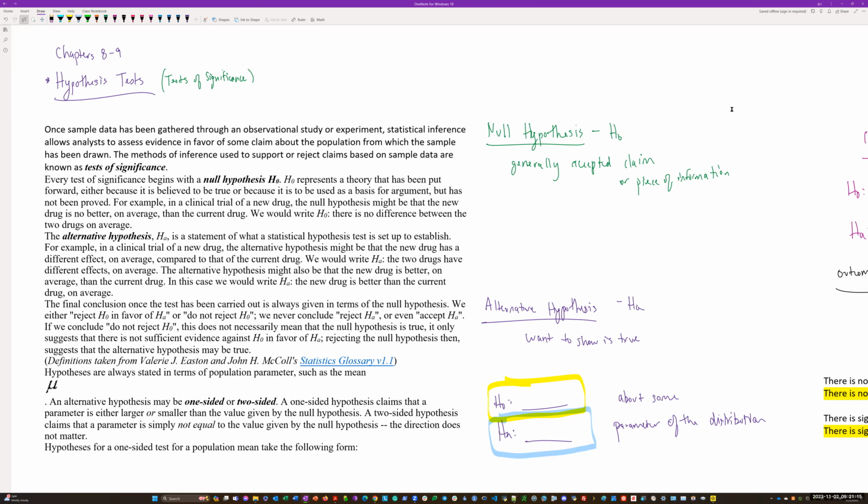Okay, so one sample of data has been gathered through an observational study or experiment. Statistical inference allows analysts to assess evidence in favor of some claim about the population from which the sample has been drawn. The methods of inference used to support or reject the claims are called tests of significance. Every test of significance starts with a null hypothesis.